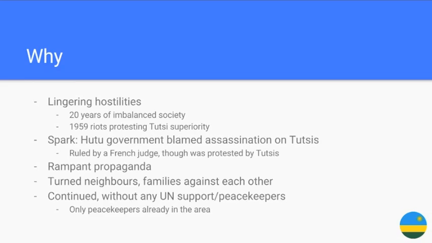Everyone was joining the militia if they were a Hutu. It turned neighbors and families even against each other. And it continued without any additional UN support or peacekeepers. The only peacekeepers that were there were already there because of the Arusha Accords, actually. It was the UNAMIR. Did I say that right? Yes. They were there to ensure that the Arusha Accords were going well. It was only about 2,000 troops.